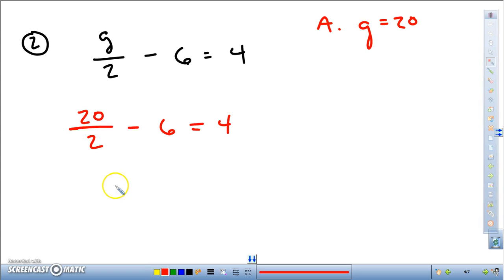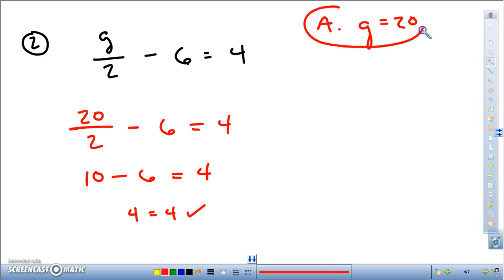Okay, from here I'm using my order of operations. I have to do division before I do subtraction. 20 divided by 2 is 10. 10 minus 6 is equal to 4. Okay, so I get a true statement there, and I don't have to go any further. I already know my answer is A there.